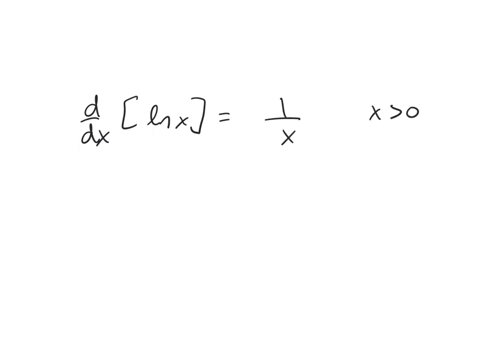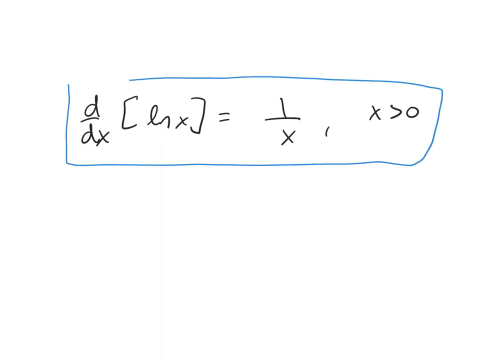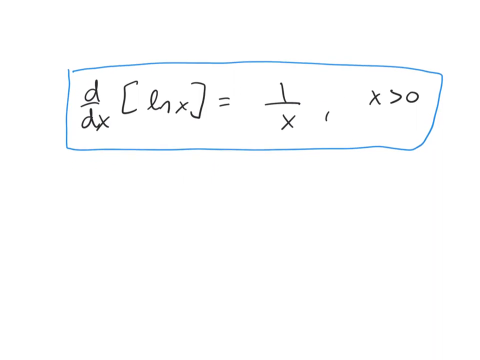So now let's talk about derivatives of natural log functions. The derivative of natural log of x is defined to be 1 over x as long as x is greater than 0, because remember you can't take natural log of 0 or a negative number. So this is the formula for the derivative of a natural log function.